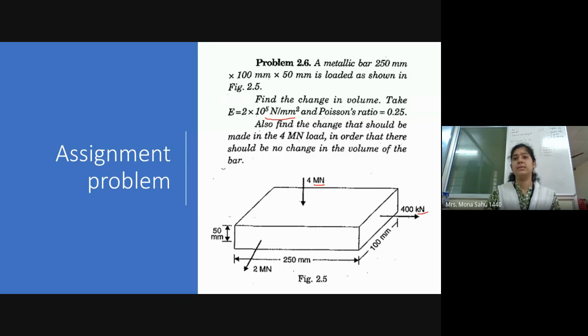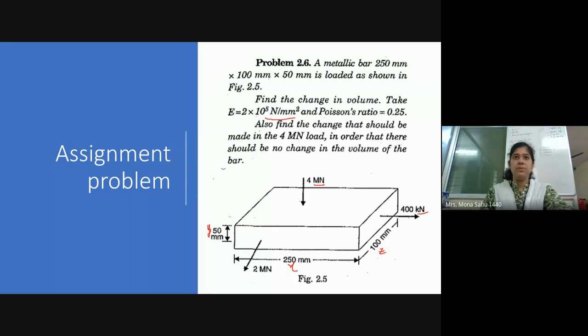So the x-axis is 250, this is y, and this is z. So you can easily solve the problem. Take a screenshot. I will upload an assignment today and submit it by Monday. Take a screenshot of your notebook and submit it.